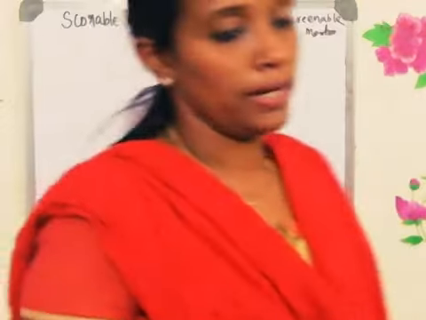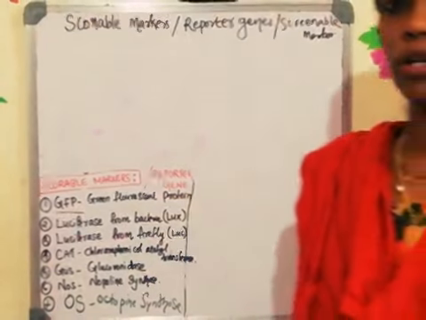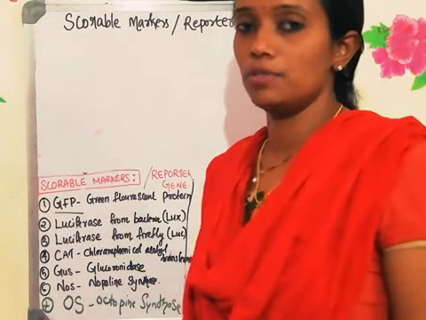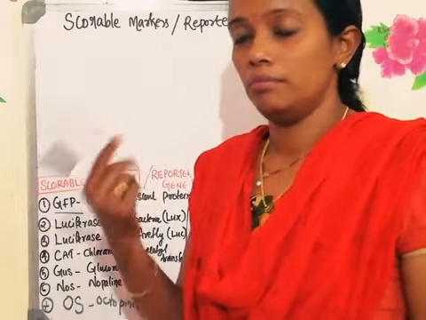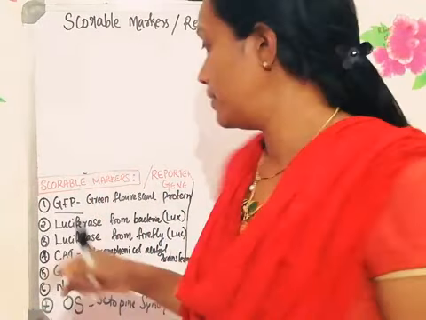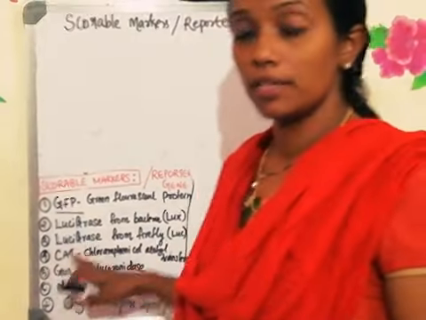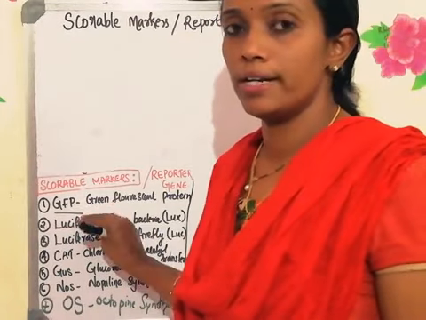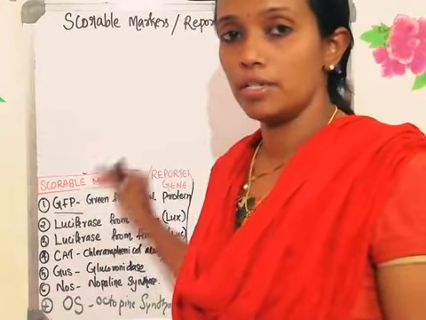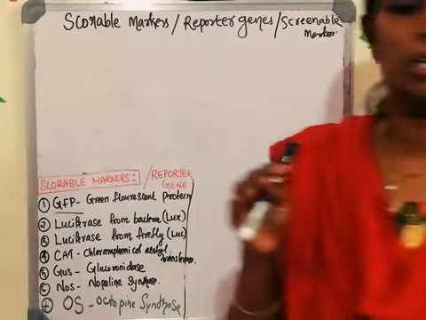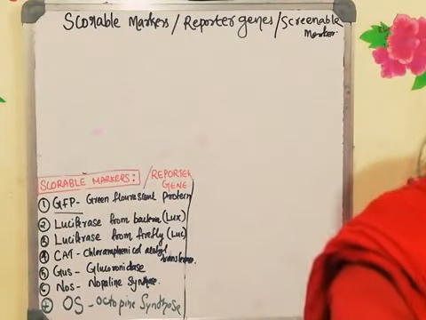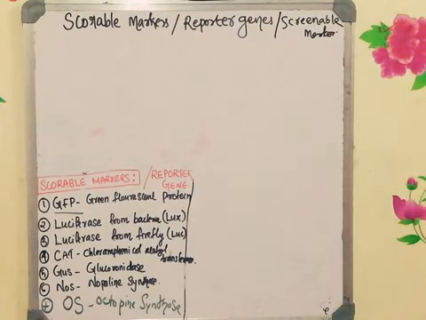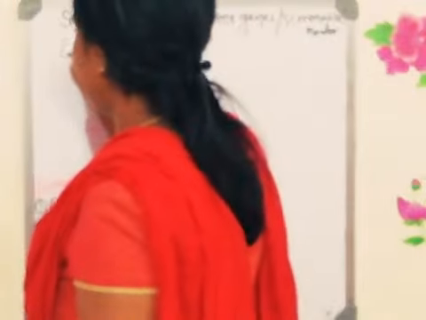Okay, octopine synthase, nopaline synthase, glucuronidase, luciferase from bacteria, luciferase from firefly. Then we can use CAT, that is chloramphenicol acetyltransferase, and the most widely used one is green fluorescent protein, which is isolated from a jellyfish. So one by one we will see. The first one we are going to see is green fluorescent protein, GFP.